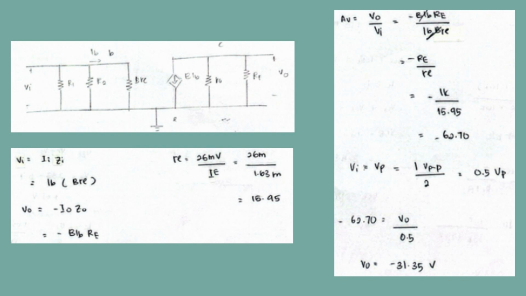Here V in is equal to Vp, and also equals 1 Vpp over 2 equals 0.5 Vp. To get Vo, we derive the equation and we can get 0.5 multiplied by negative 62.70, and we get the V out value negative 31.35 volt.